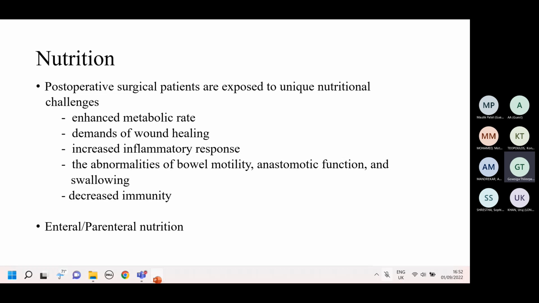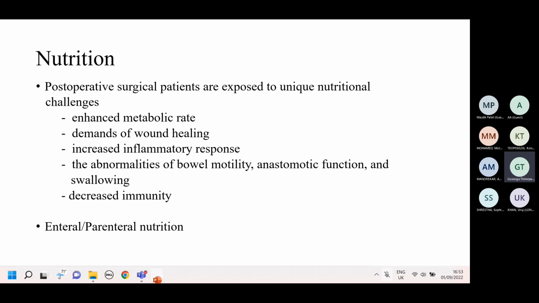Nutrition, mainly post-op. As you all know, post-op surgical patients are exposed to major nutritional challenges. They have an increased catabolic rate and demands of wound healing, increased inflammatory response, abnormalities of bowel motility, anastomotic function, and swallowing issues, and decreased immunity. So all those issues come under the nutritional challenges.